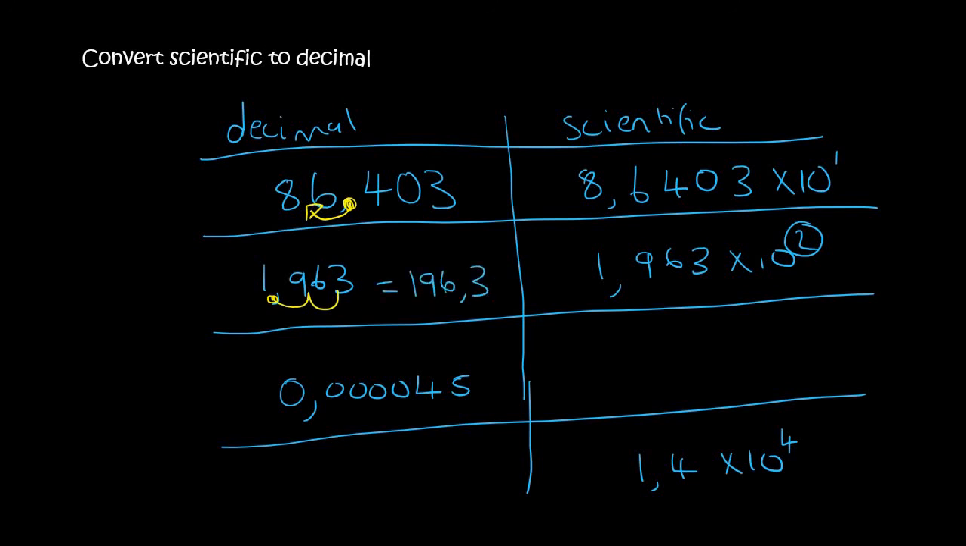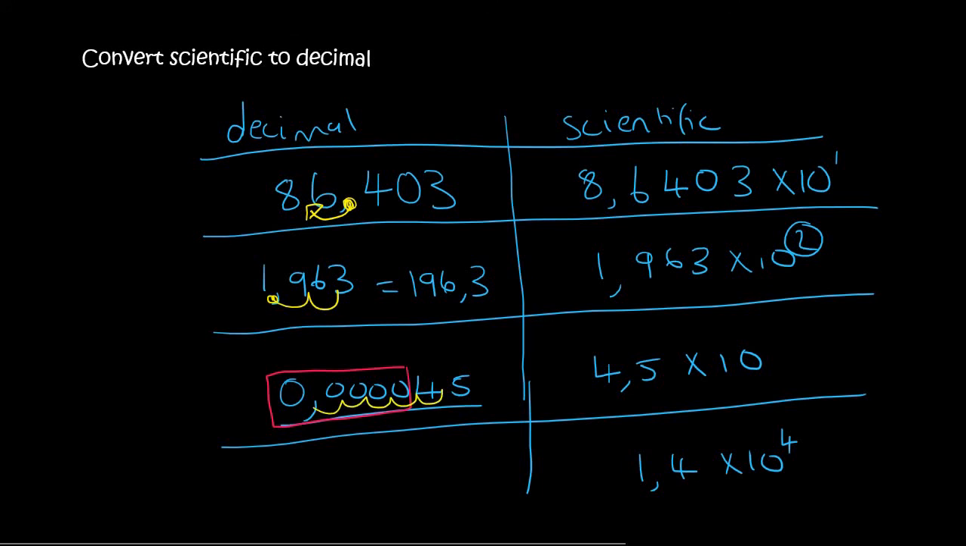This one over here, we see that there's a whole lot of zeros in the front, so we can ignore those. And so it will rather be 4,5 times 10. Now we need to see what's happened. We have moved the decimal place 1, 2, 3, 4, 5 places to the right. And so when you move the decimal place to the right like that, you say times 10 to the minus 5.